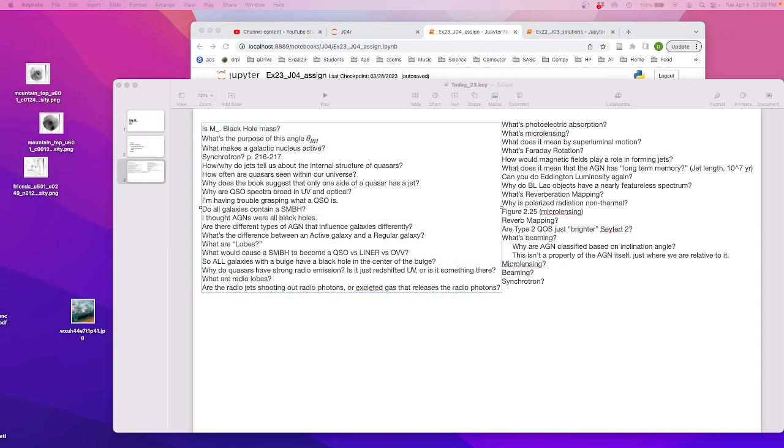Why are QSO's spectrum broad in the UV and optical? I will talk about that today. It's because they're a sum of black bodies.